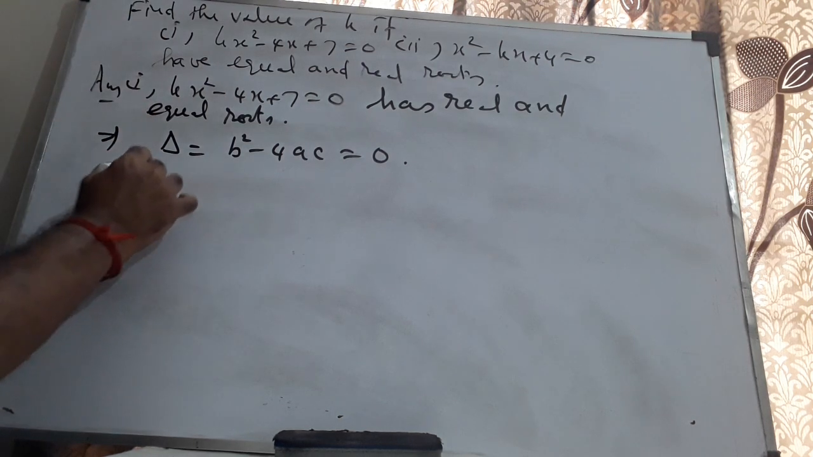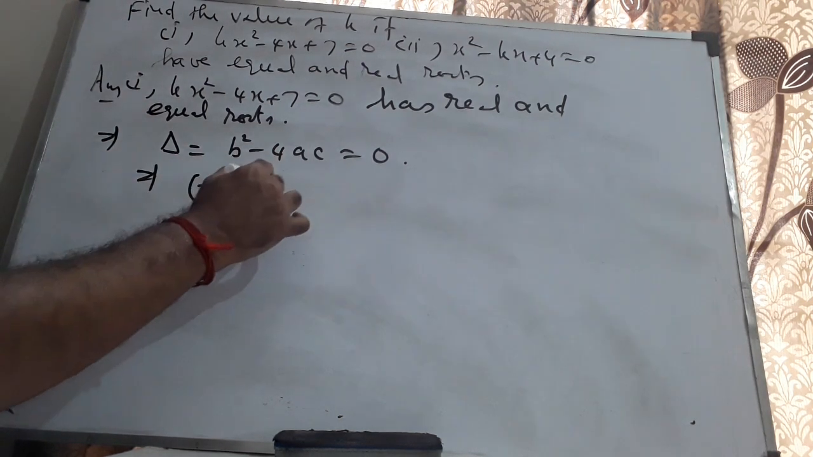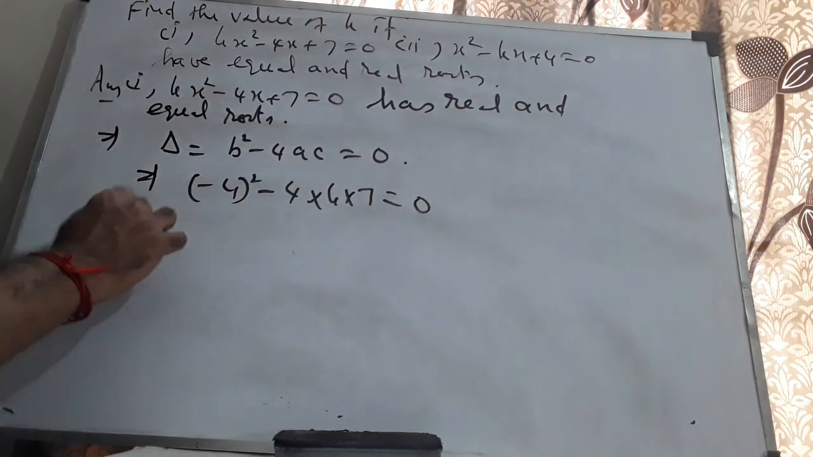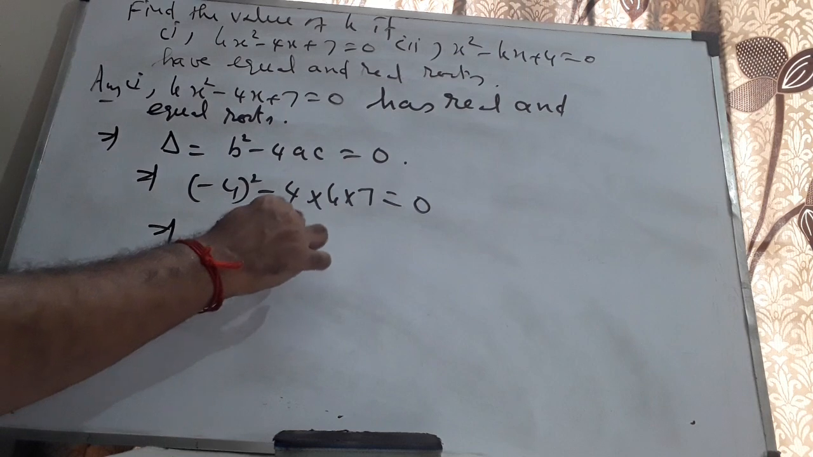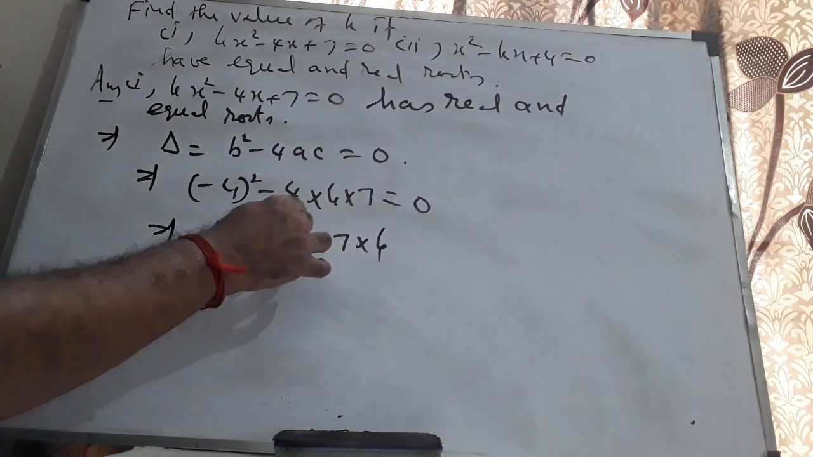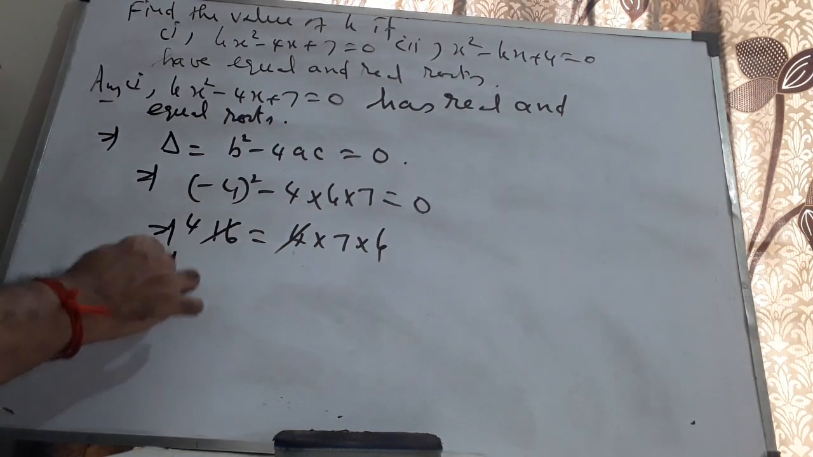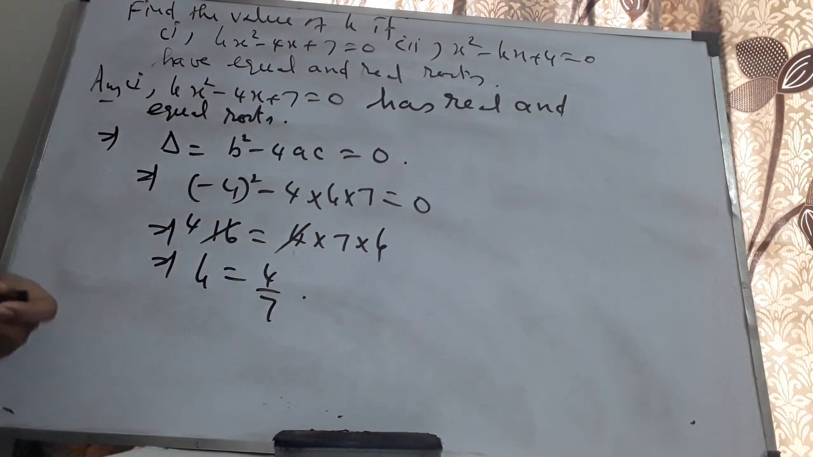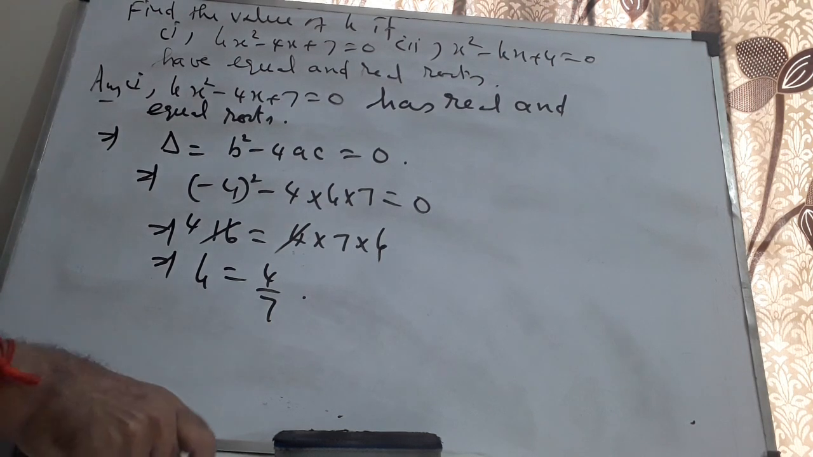Okay. It should imply minus 4 the whole square minus 4 into k into 7 is equal to 0. 16 is equal to 4 into 7 into k. The 4 gets cancelled, which implies k is equal to 4 by 7. The value of k should be 4 by 7 for the equation to have real and equal roots.